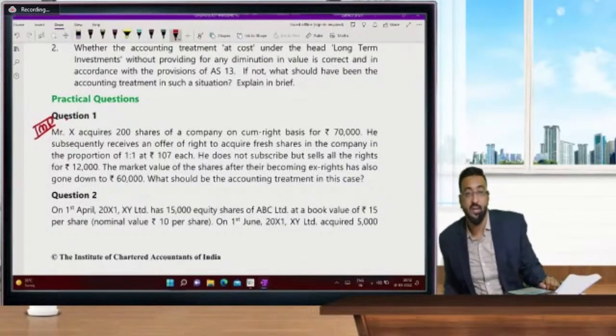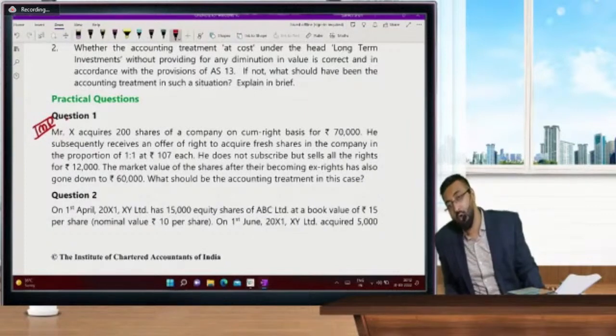Mr. X acquires 200 shares of a company on cum-right basis, for rupees 70,000. He subsequently receives an offer of rights to acquire fresh shares in the company in the proportion of 1:1. He does not subscribe but sells the rights for rupees 12,000. And the market value of the shares after they become ex-right has also gone down to 60,000. What is the accounting treatment in this case?